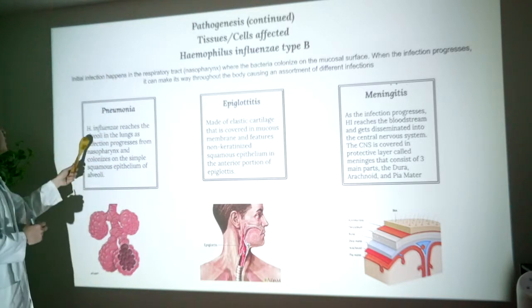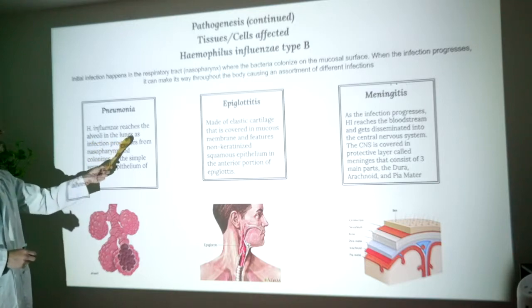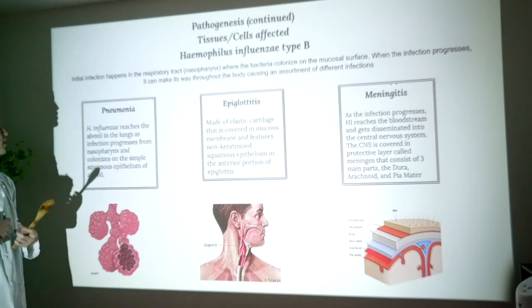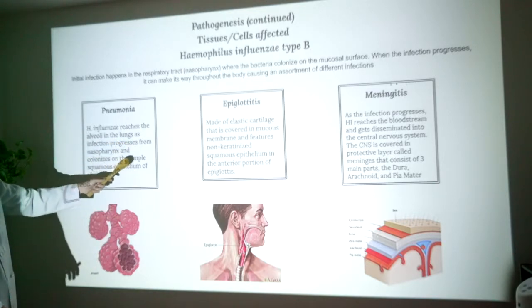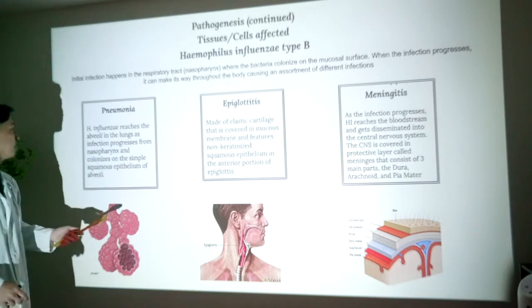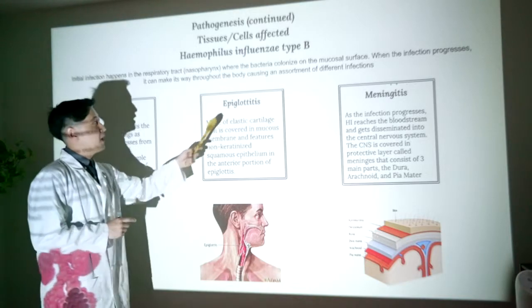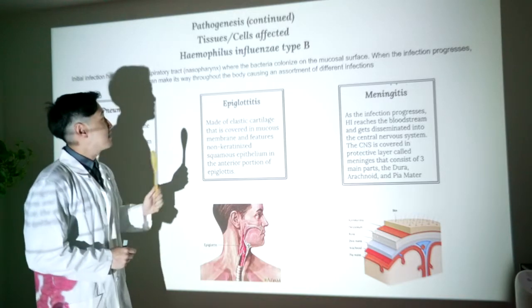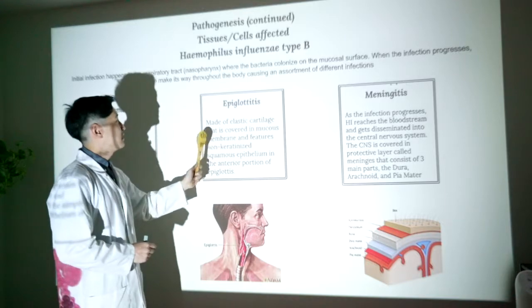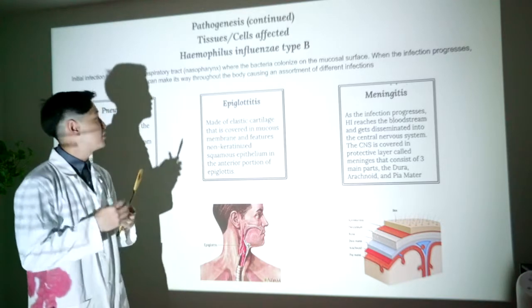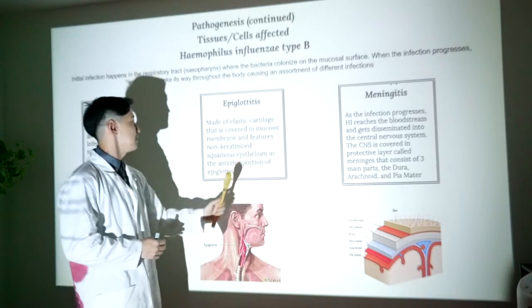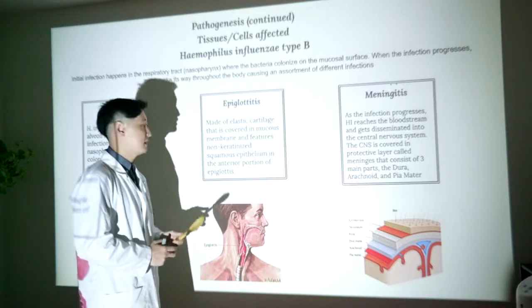In pneumonia, the Haemophilus influenzae reaches the alveoli in the lungs as the infection progresses on from the nasopharynx and colonizes on the simple squamous epithelium of the alveoli. In the case of epiglottitis, the epiglottis is made of elastic cartilage that is covered in a mucous membrane and features a non-keratinized squamous epithelium in the anterior portion of the epiglottis.